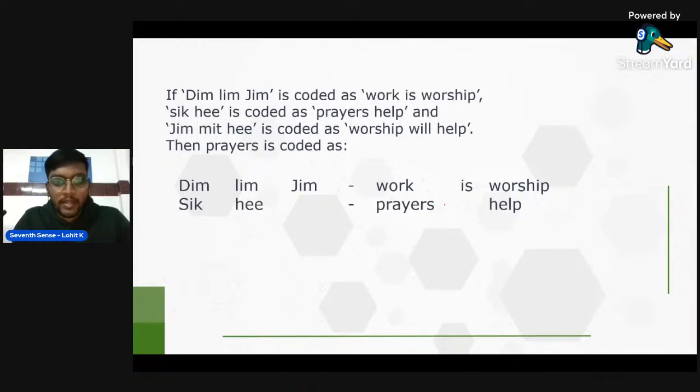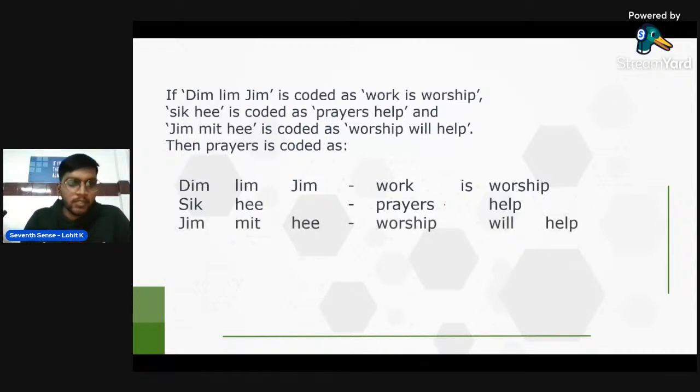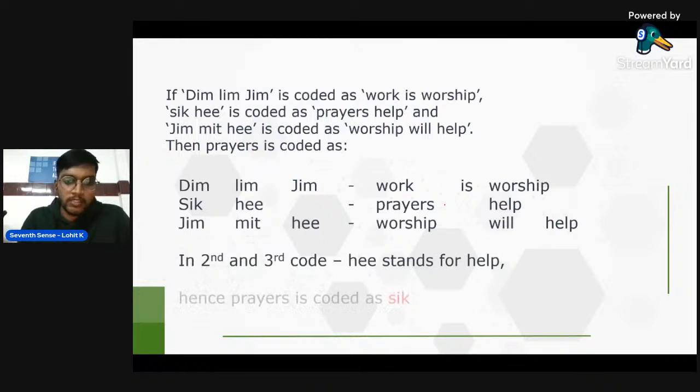For calculating help you need to compare the first, second and third sentence. Okay, in second and third sentence help is common, right? So what is the coded message that is common, that is HEE, right? So answer for prayer is SIK here. Okay, that is SIK.